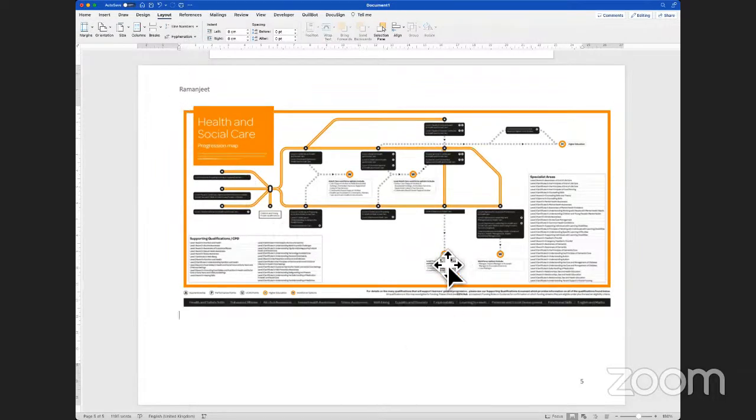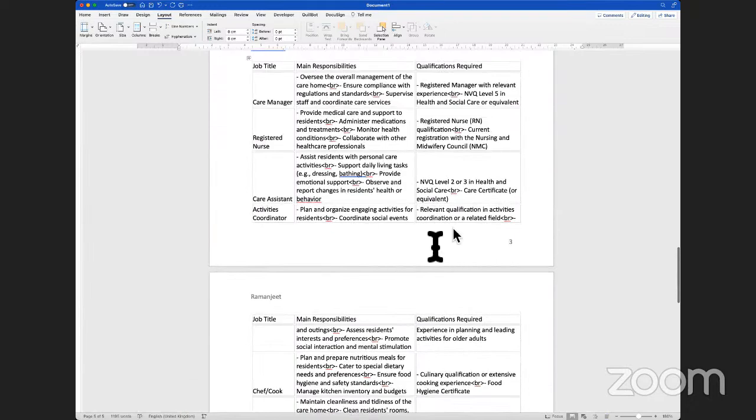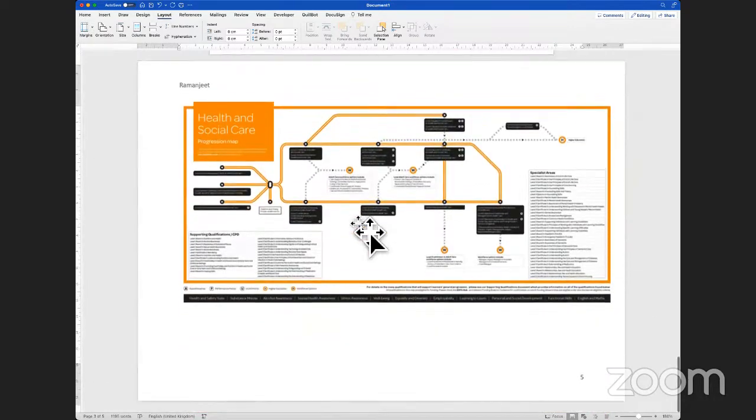Now, this is a chart which has been taken from the website Google. And what you could do is, because the task is asking you to create a flow chart, one is, this is a generic flow chart I've taken. The other bit would be, I could create a flow chart by just covering the roles and the responsibilities of the care home that I've taken in the previous task 1.3. So keep it short and simple.